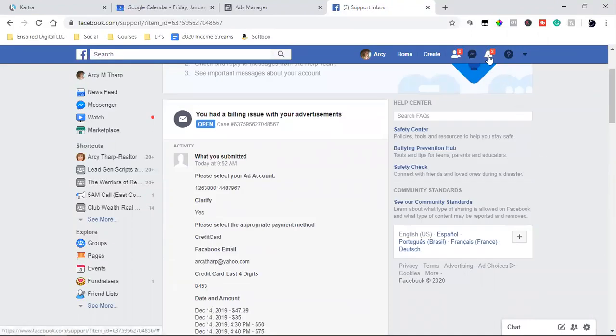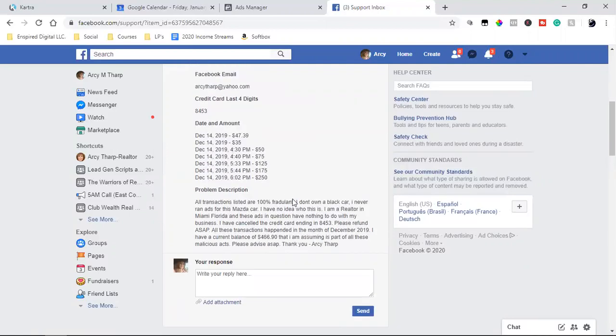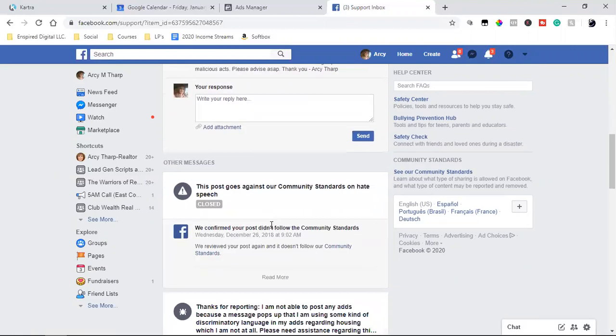Just look out for your notifications in the next day or so. Normally, Facebook gets back within 24 hours. Everything has been submitted. They know what account number you're referring to, the last 4 digits of the credit card, the amounts, and the description. So you should hear back from them within the next day or so, and then just message me if you don't hear anything from them.